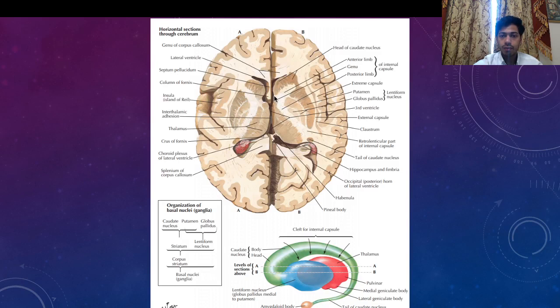Then you've got the genu, and then you've got the posterior limb, which will be made up of a lot of the corticospinal tracts and also the posterior thalamic and the anterior thalamic tracts. And then you've got your external capsule here. Then you've got the claustrum, which is this bit here. And then you've got the extreme capsule, which is another layer lateral. And then you've got the insula, which is right here. So that is the internal capsule.